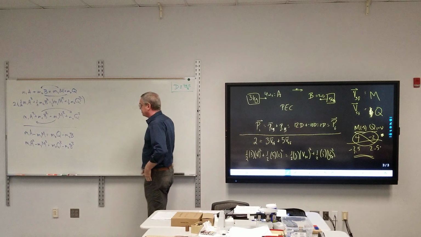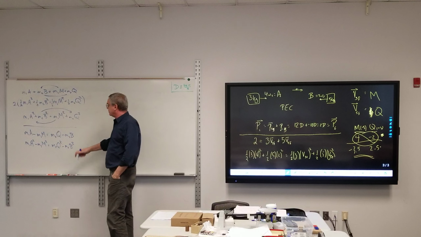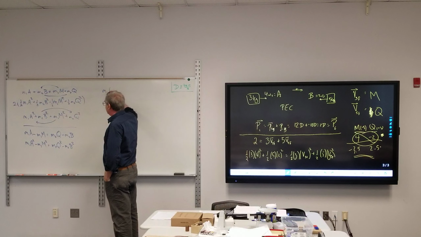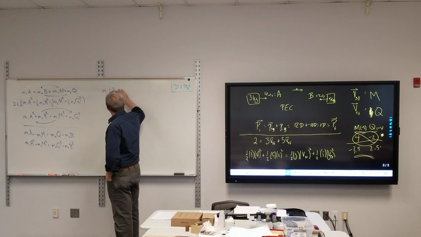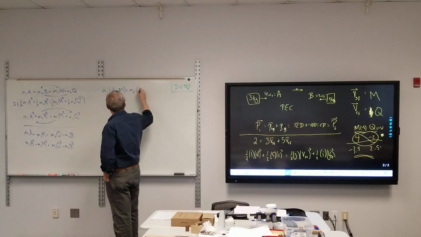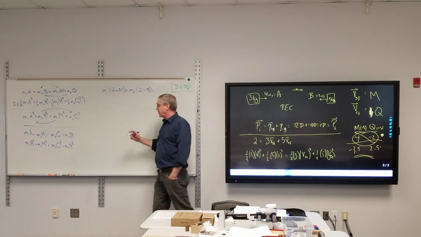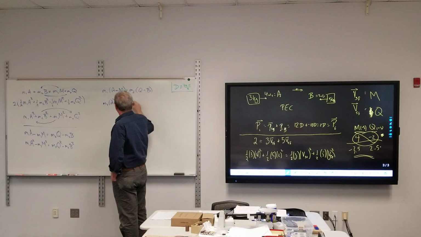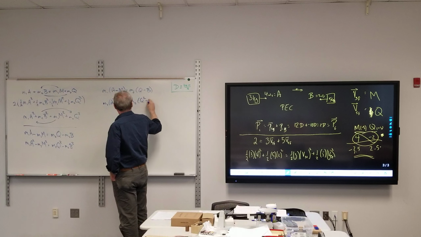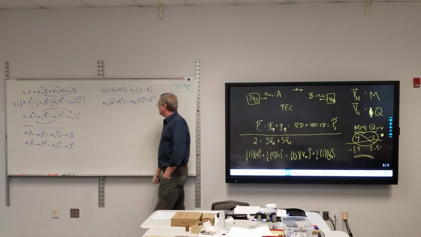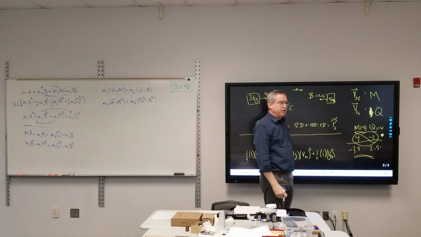Let's do some factoring. I'm going to factor the masses out. So I have m1 times A minus big M is equal to m2 times Q minus B. I can do the same thing for the second equation. So I have m1 times A squared minus big M squared equals m2 times Q squared minus B squared. Dramatic pause for questions.